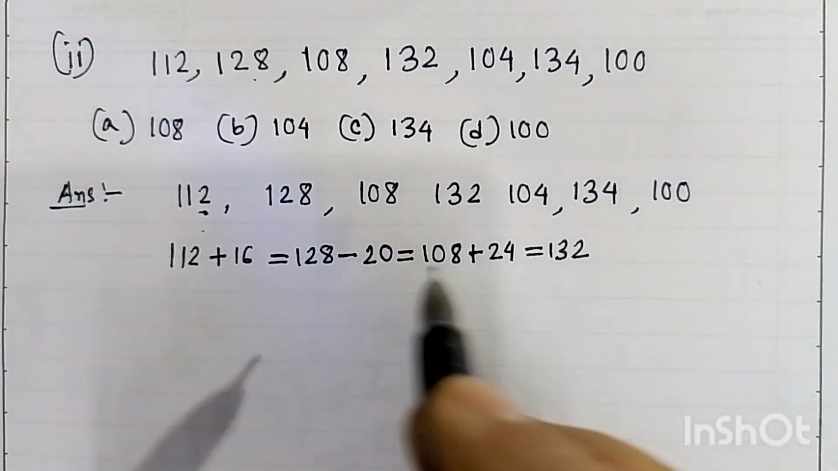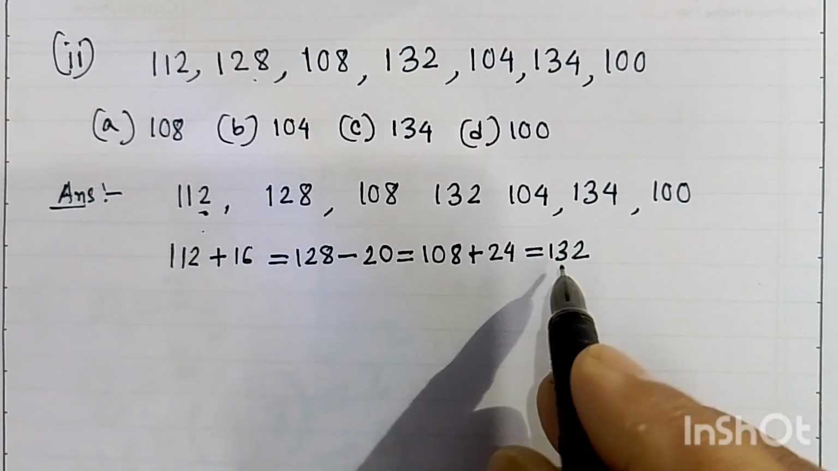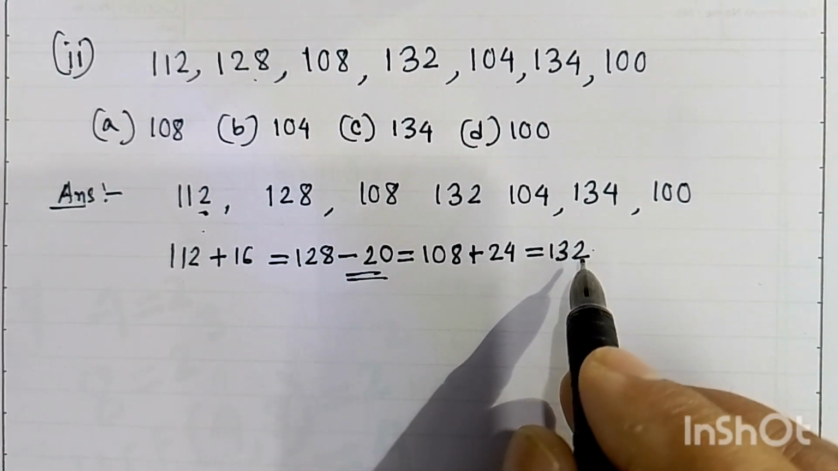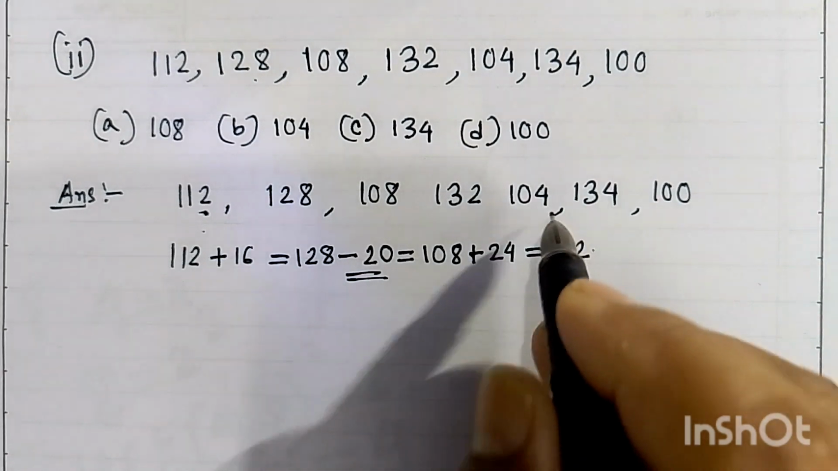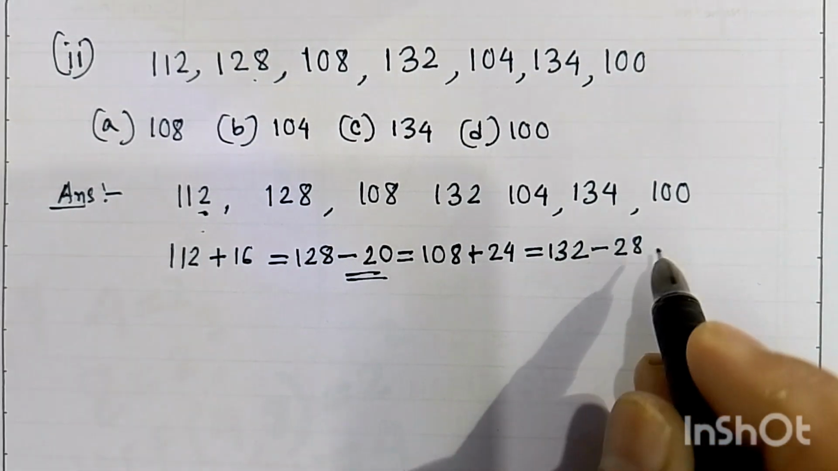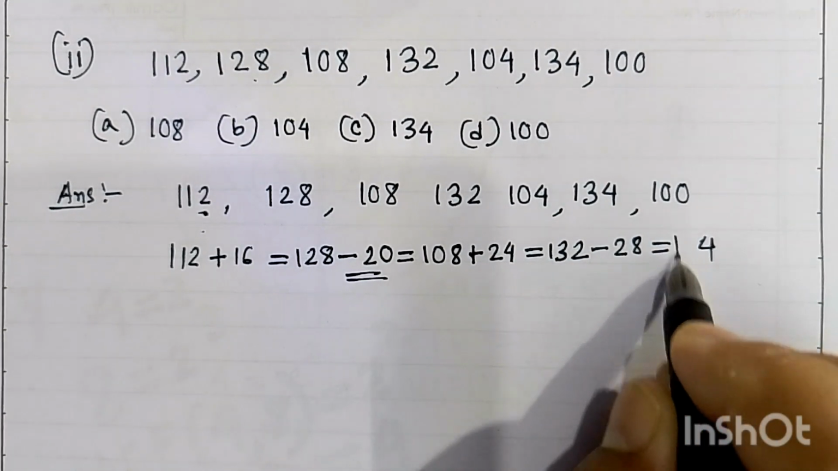Now we see what the pattern is. Again let's see, because we have to subtract here. What is the number we have to subtract from 132 to get 104? That will be 28. Is it not? So 132 minus 28 equals 104.